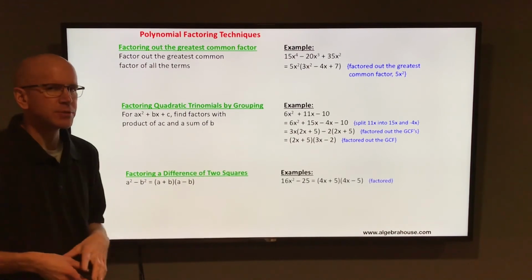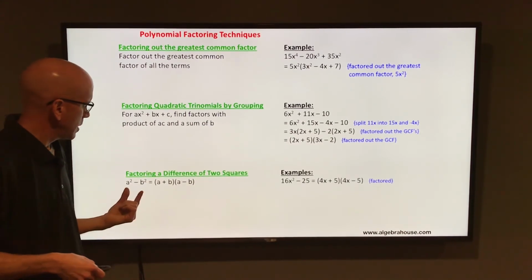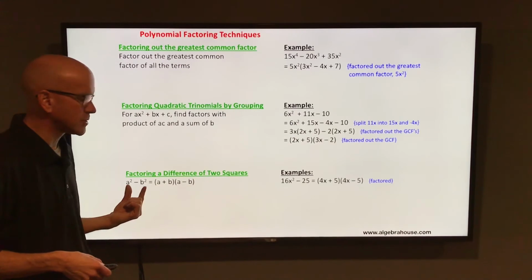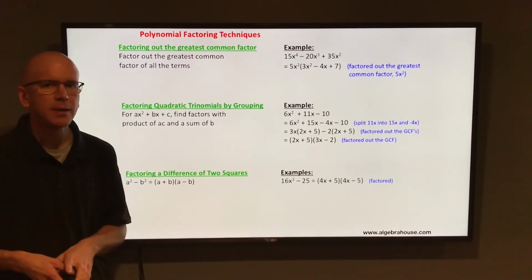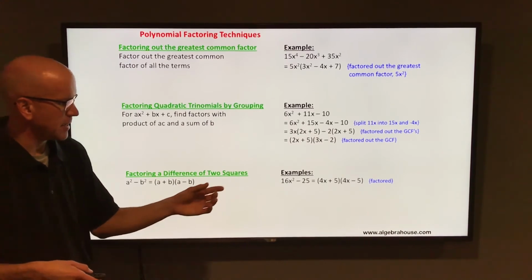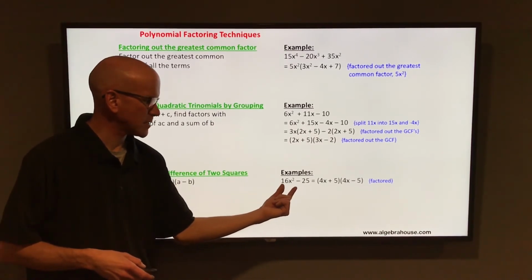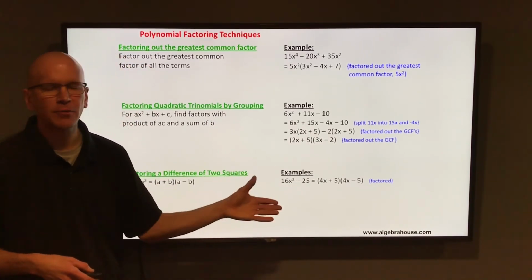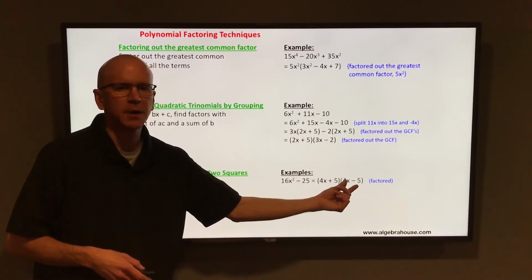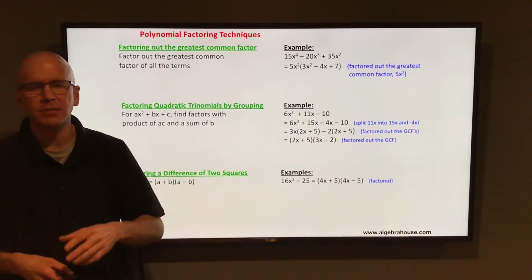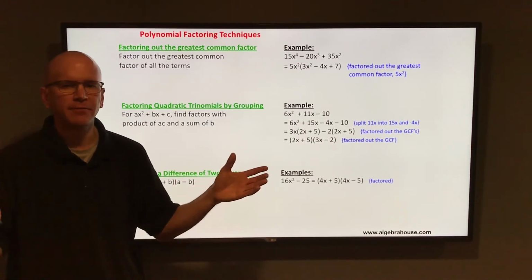Also a difference of two squares. If you have two terms being subtracted, two squares being subtracted in the form of a squared minus b squared, that factors into a plus b times a minus b. For example, 16x squared minus 25, that is a difference of two squares. That factors into 4x plus 5 times 4x minus 5. Once you recognize it's a difference of two squares, it's very easy to factor.